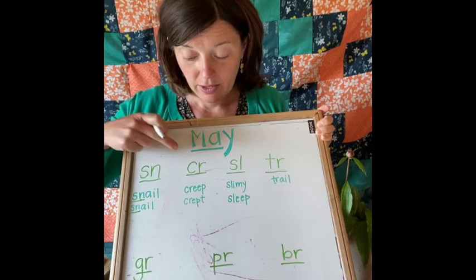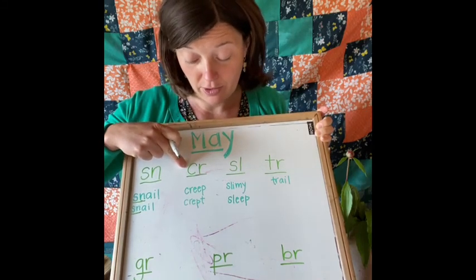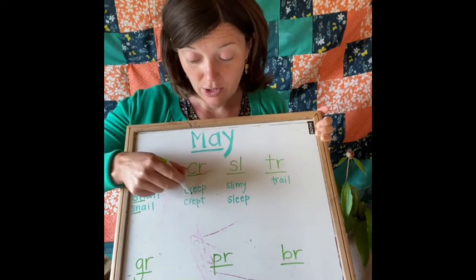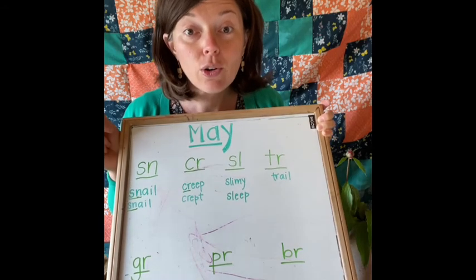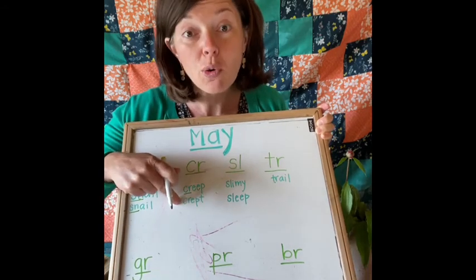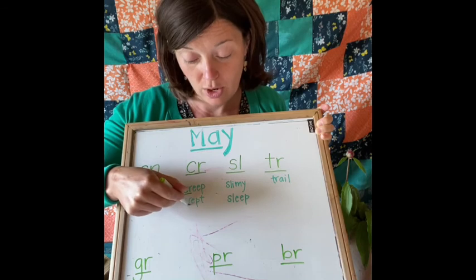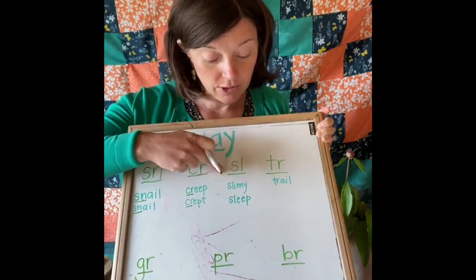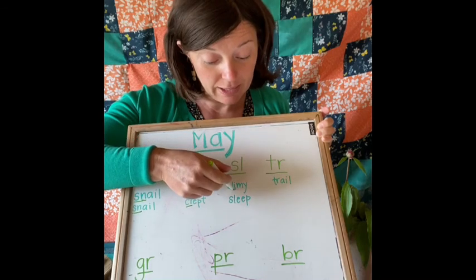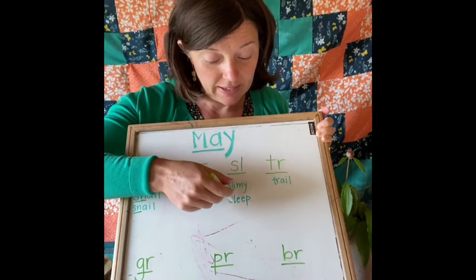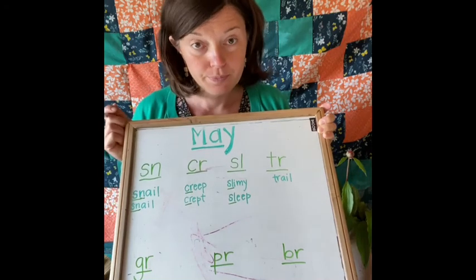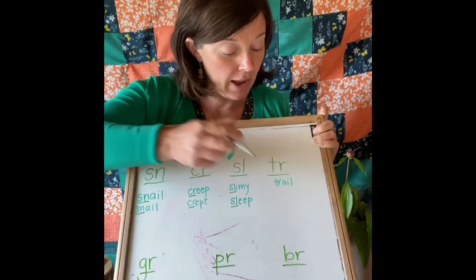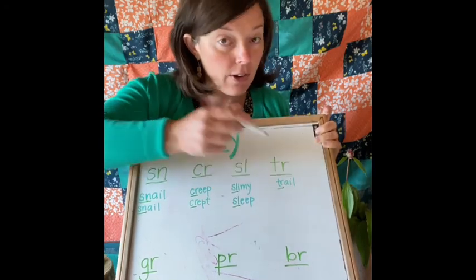sn. For cr, I have found creep, cr, creep, and I found crept. Crept. For sl, I have slimy and sleep. And for tr, I have trail.